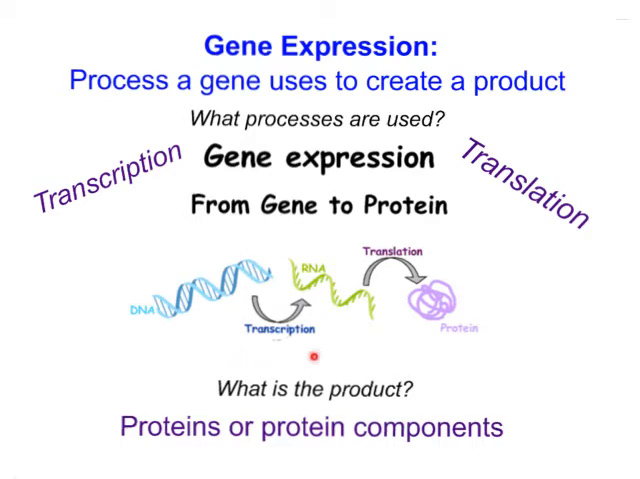We have transcription, and you remember that is when the DNA is used to form a strand of RNA. We have translation, where the RNA code is translated into a string of amino acid chains, and then they fold up into the final functioning proteins. So these are the processes that are used by gene expression to create what product? You all know proteins, right? Or protein components. So that's what we mean when we talk about gene expression.